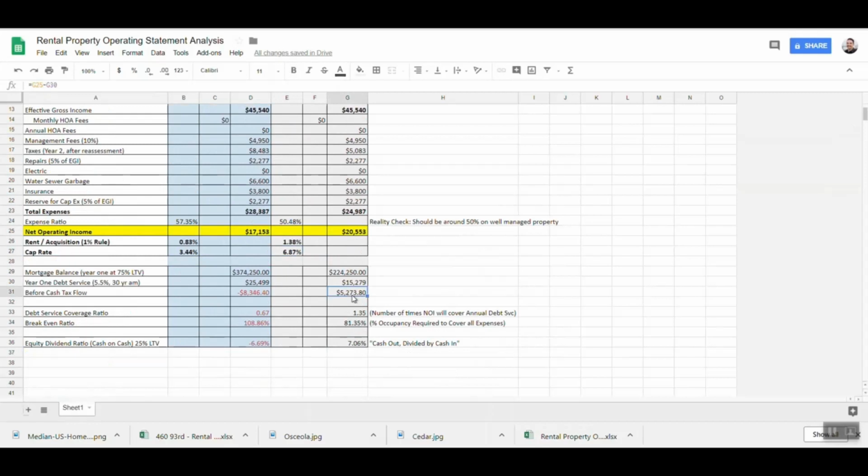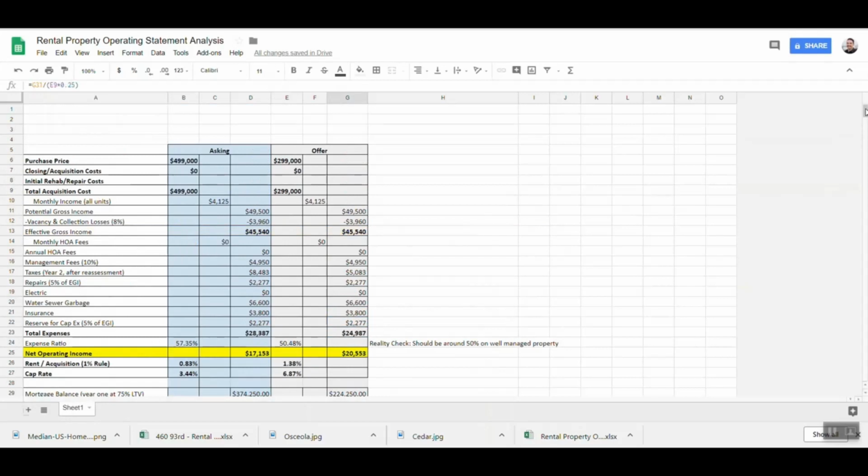Gives me a debt service ratio of 1.35, a break-even ratio of 81%. So at 81% occupancy, I'm paying everything and I'm free and clear. My cash-on-cash return is 7%. So a healthy purchase on this property with these operating parameters would be closer to $300K.